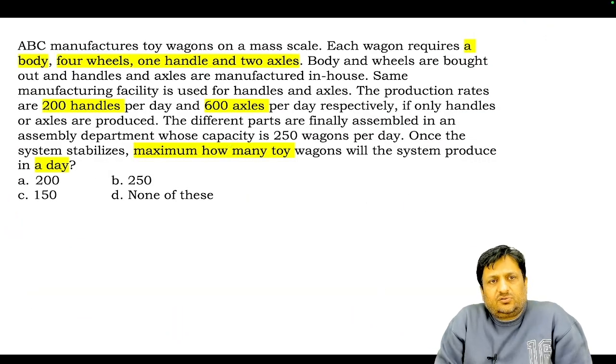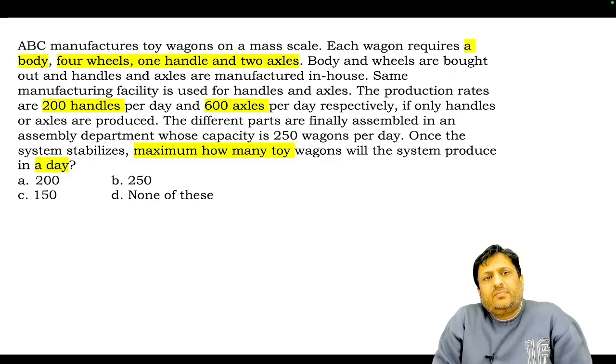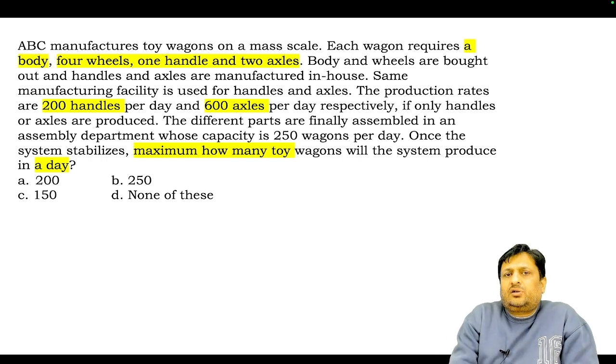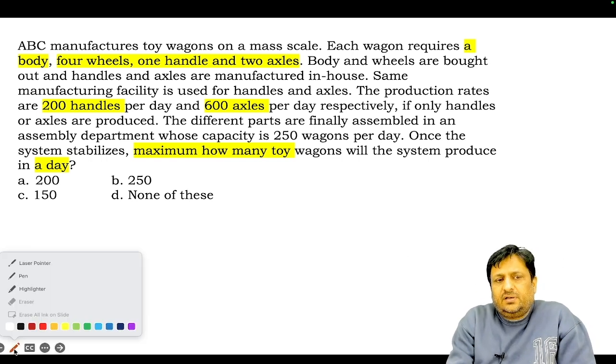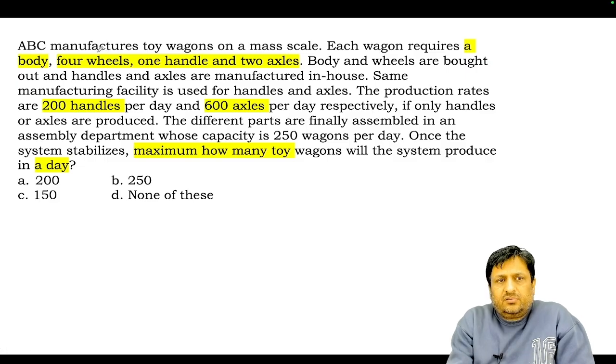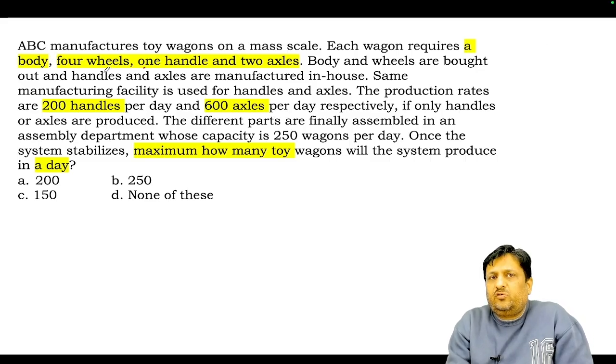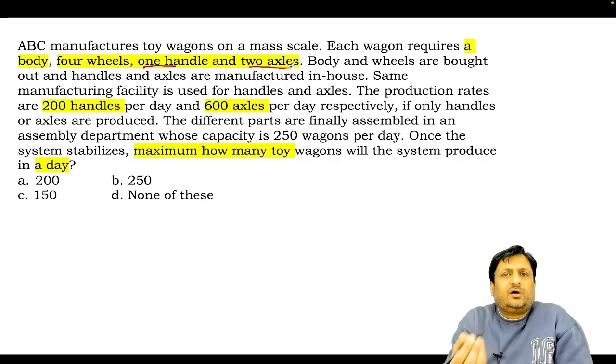Okay, let's solve this question. ABC, a company, makes toy wagons. A toy wagon needs a body, 4 wheels, 1 handle and 2 axles. They are buying the body and 4 wheels from outside, and they are manufacturing handles and axles in their in-house facility.